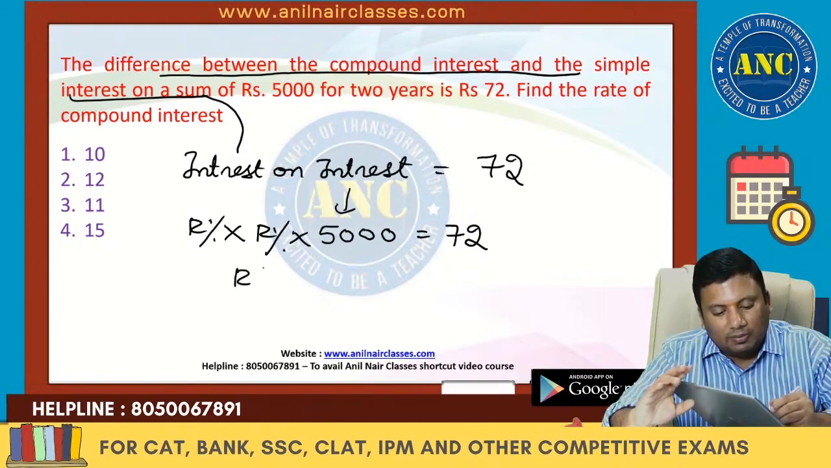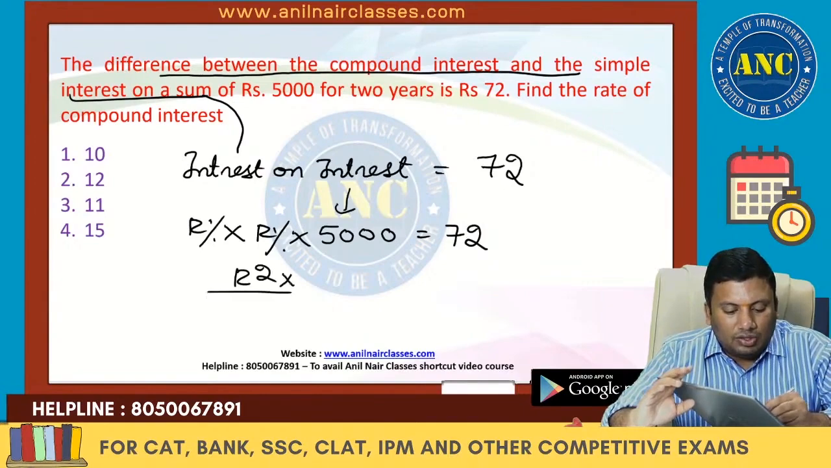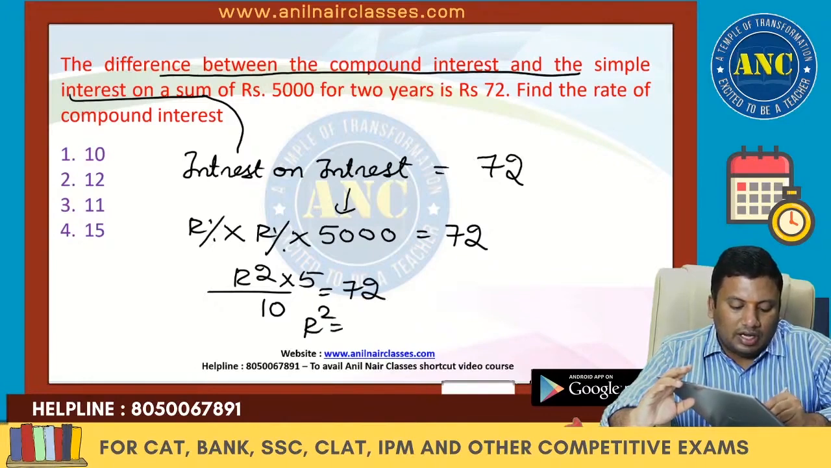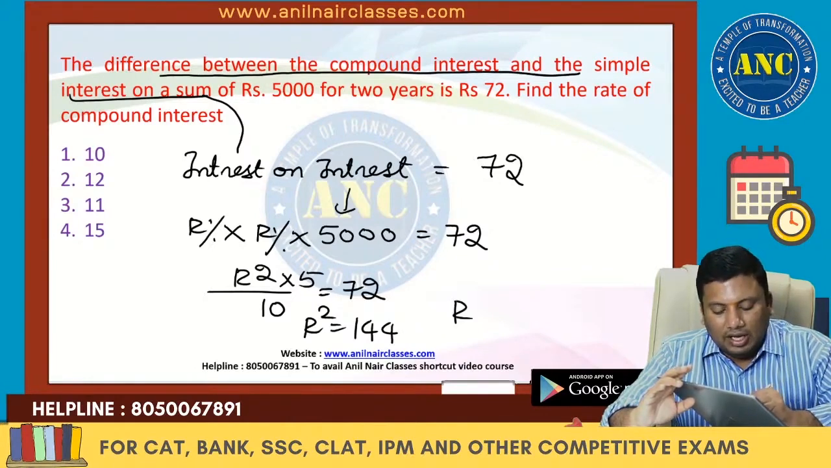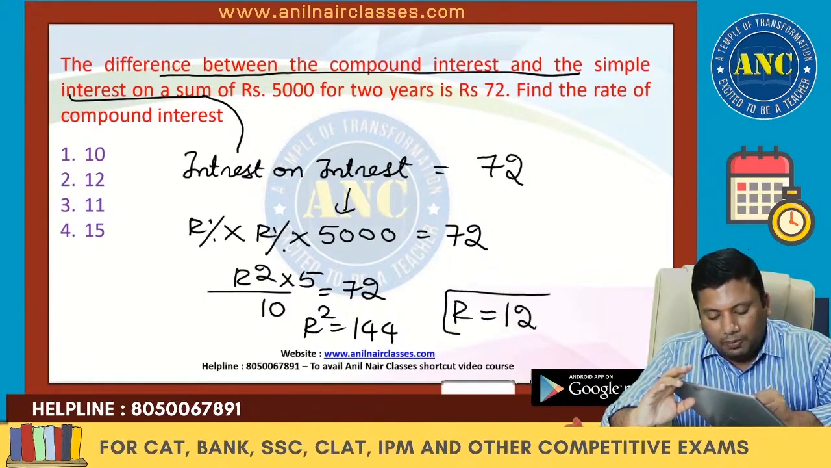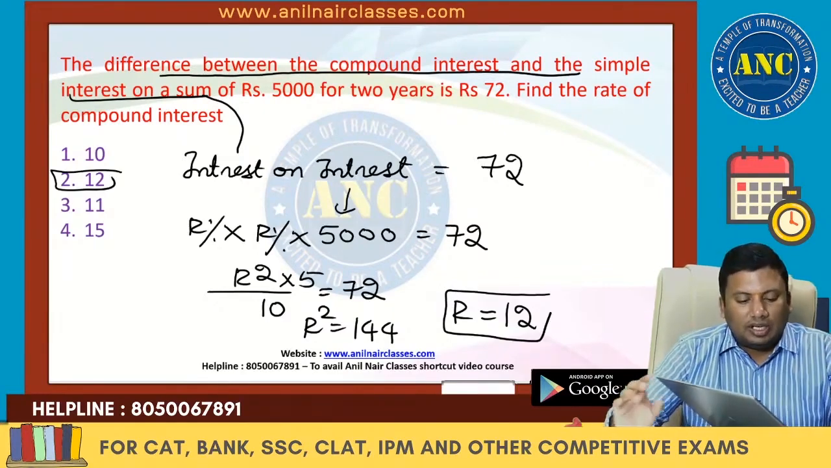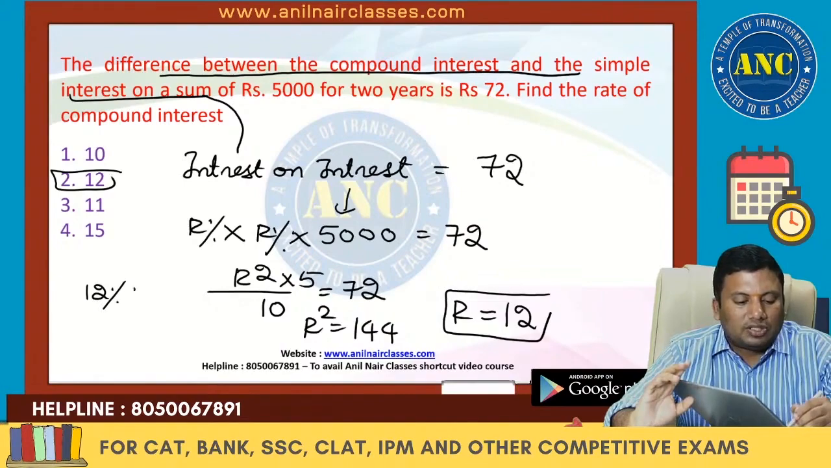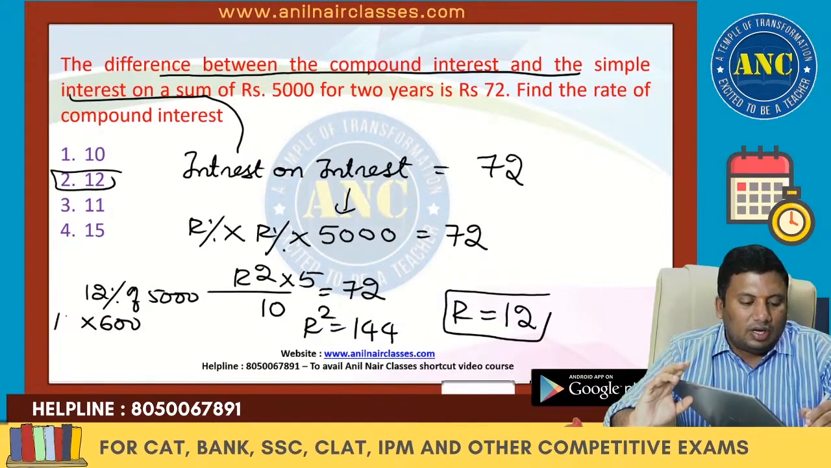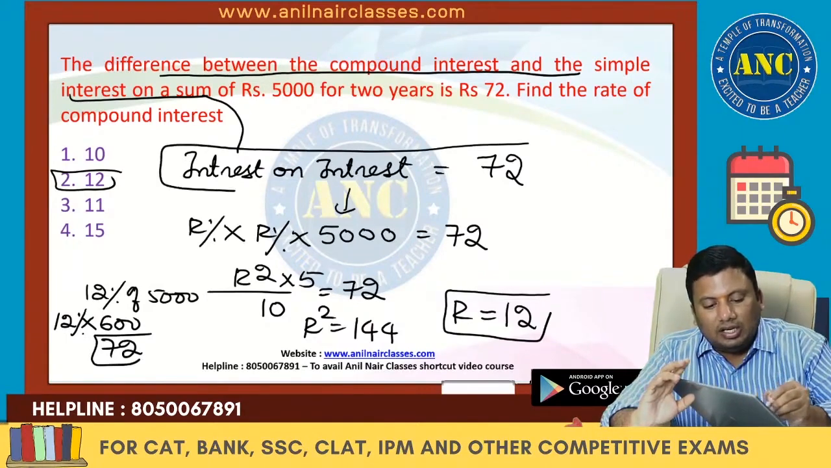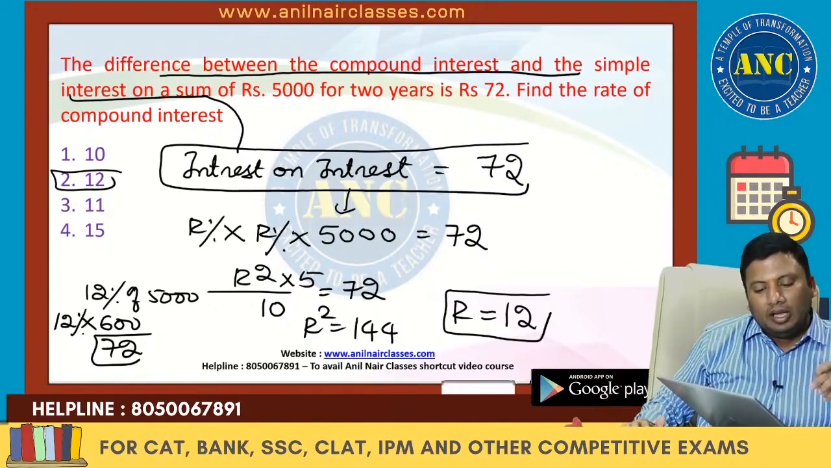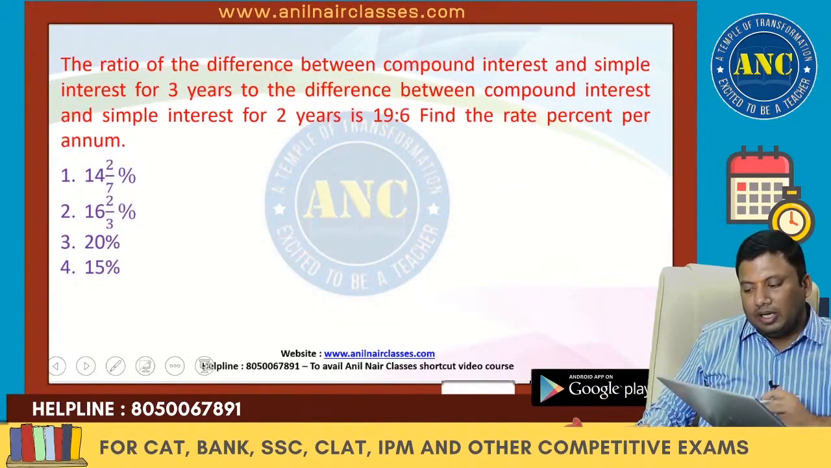So this is nothing but R square divided by 100 into 5,000 equivalent to 72. R square is nothing but 144. Rate is nothing but 12. R is nothing but 12%. You can check it out. 12% of 5,000 is 600. 12% of that is nothing but 72. Interest on interest is nothing but 72.